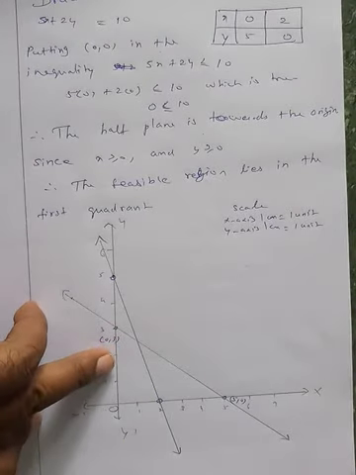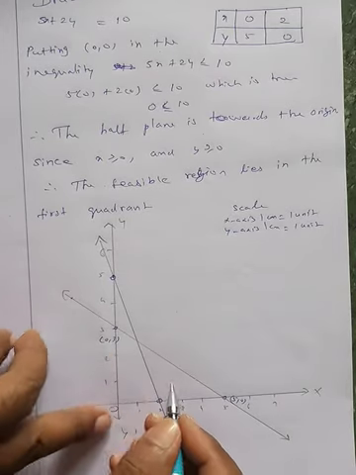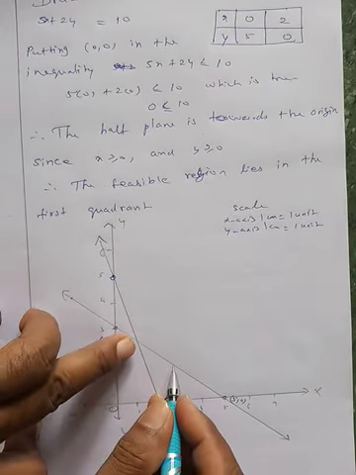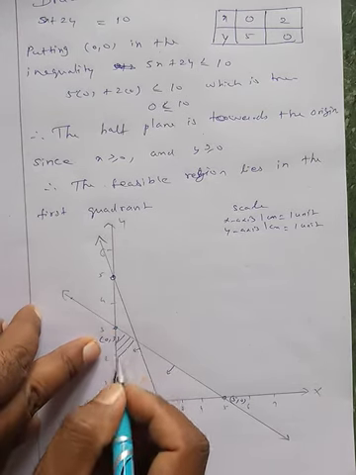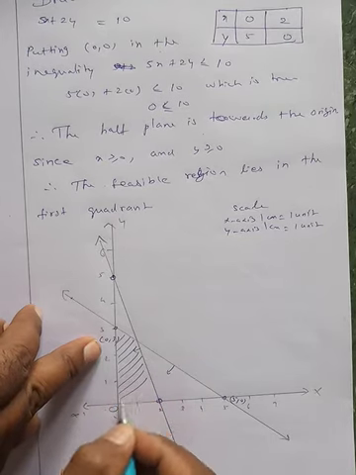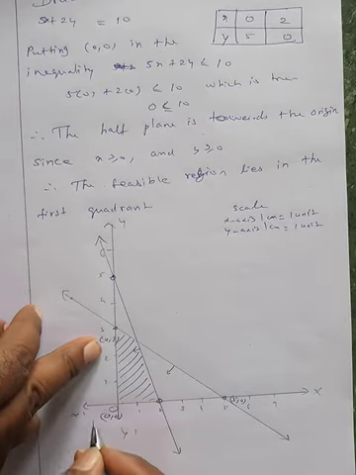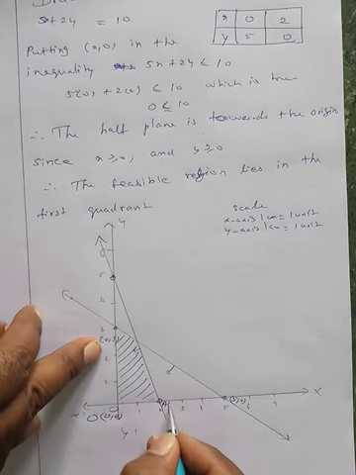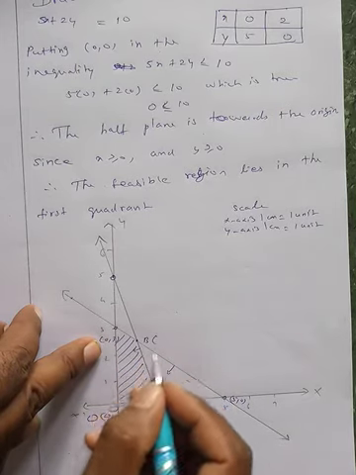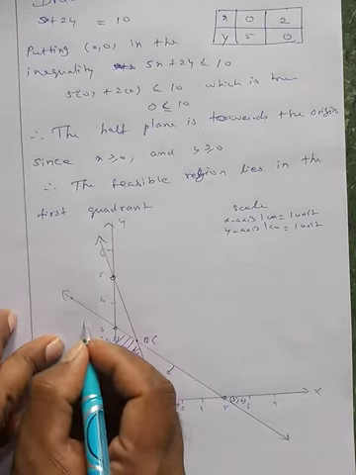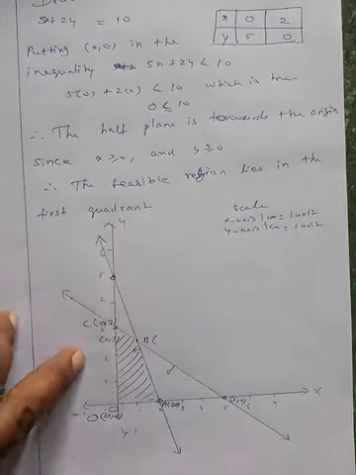Here both of the solution half planes contain the origin. So here the solution is down this side, and here also. So the common region is this place. This is the common region. The corner points are O of 0, 0, A of 2, 0, and C of 0, 3.